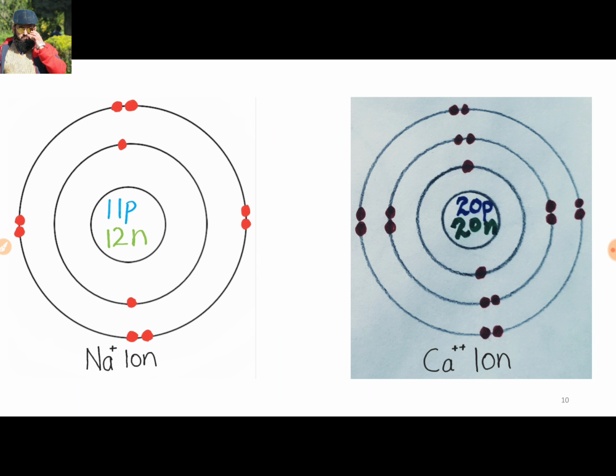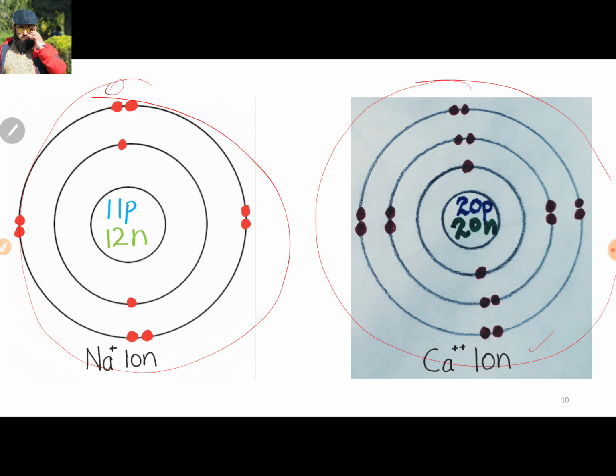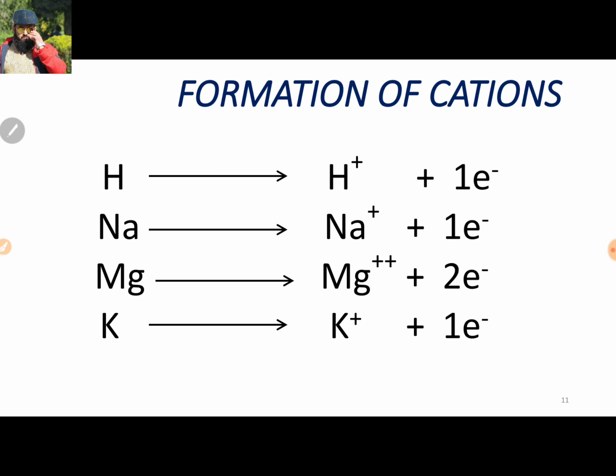You can see here I have depicted the sodium ion. You can see that it has lost the single electron in its third shell. Similarly, the calcium ion is formed when the calcium atom loses the 2 electrons present in its fourth shell. So you can see that I have depicted here, this is the sodium ion and this is the calcium ion. The sodium ion has a single positive charge, and the calcium ion has a double positive charge.